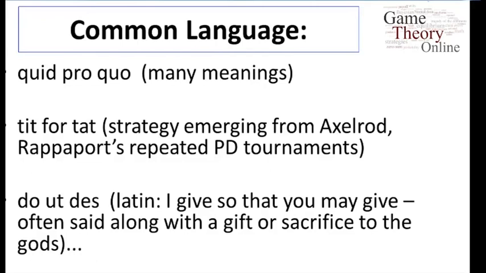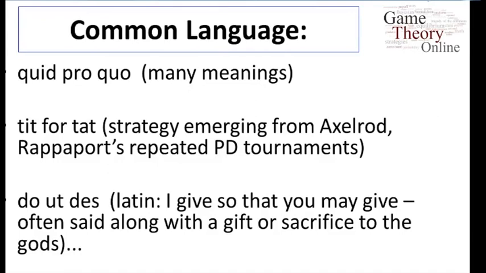So things like quid pro quo, literally meaning what for what, or that there's some exchange of services or goods that are expected, not necessarily at the same time. Tit for tat is a very interesting one that actually emerged from looking at a series of experiments that were run by Axelrod and Rappaport, where they ran repeated prisoner's dilemma tournaments over time, and they found this strategy emerging where people would cooperate as long as the other person cooperated, but if they defected, then they would defect. And this sort of tit for tat strategy, where you do what the other person did to you in the last period, is a very powerful one, and we'll talk more about that a little bit later.